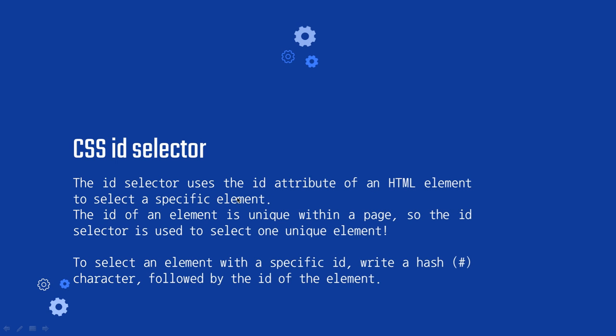The ID of an element is unique within a page, so the ID selector is used to select only one unique element. So if you use ID, you can only select one element. To select an element with a specific ID, write a hash like this, followed by the ID. You need to write the hash character, then followed by the ID of the element. So the ID name after the hash symbol you need to write.